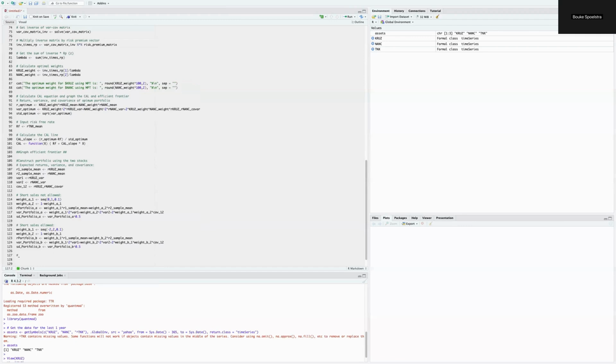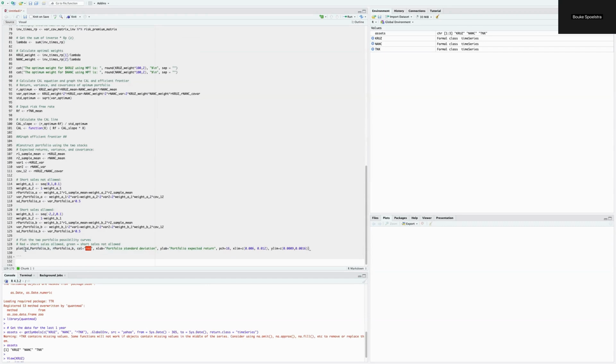So now we'll plot two portfolio possibility curves. Now we'll have red be short sales allowed, and green short sales not allowed.